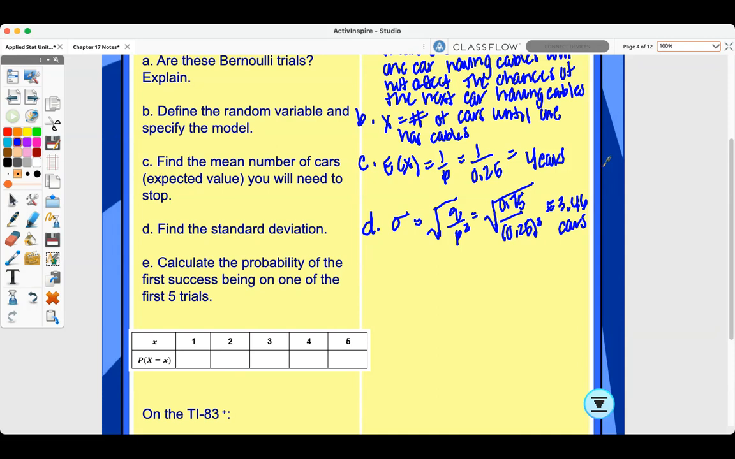And then calculate the probability of the first success being on one of the first 5 trials. So we're not gonna do this for each one. So the probability that it's on the first one is 0.25. So the probability X equals 2 would be, the first one was a miss, so that was 0.75, times the second one, 0.25. And that would give you 0.1875.